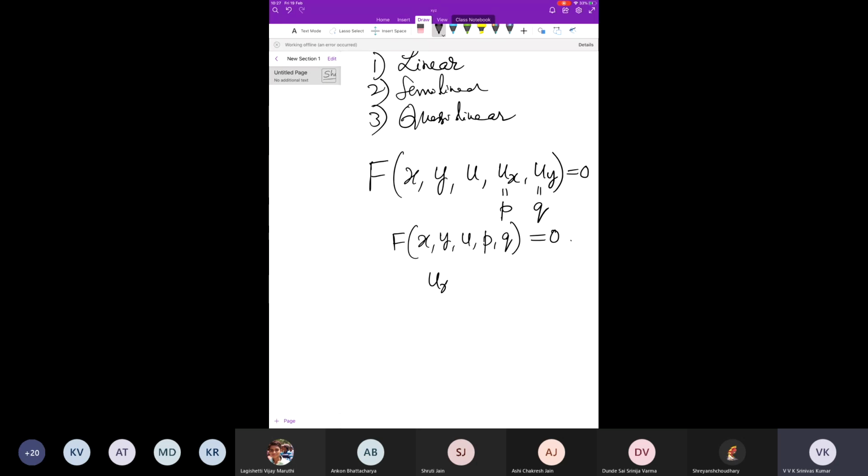For example, u_x into u_y is equal to 0. For examples, u_x u_y, that is pq, is equal to u is another example.